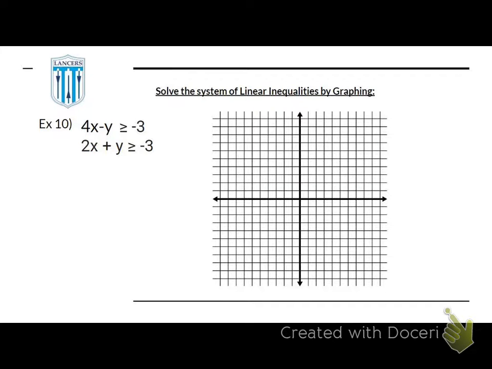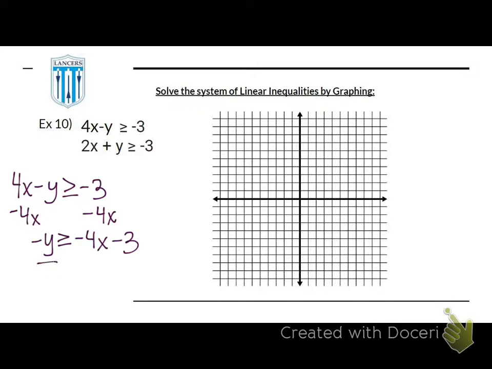So, we just talked about it a little bit. Before the symbol flips, though, we will move the 4x by subtracting it. Negative y is greater than or equal to negative 4x minus 3. When we divide by a negative 1, all the signs flip, including that symbol. So it becomes y less than or equal to 4x plus 3. Questions about rewriting it?